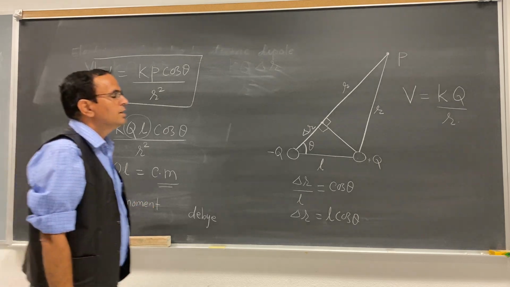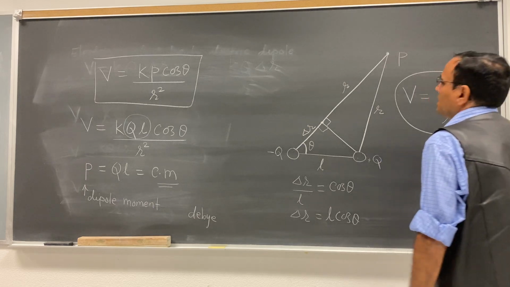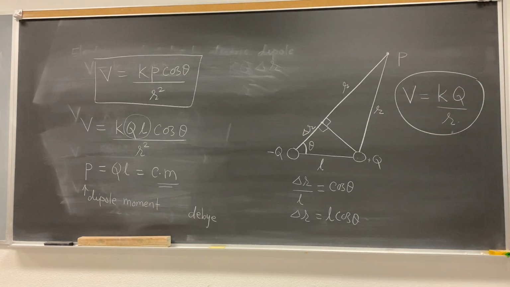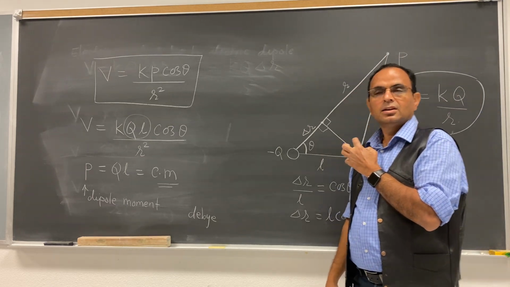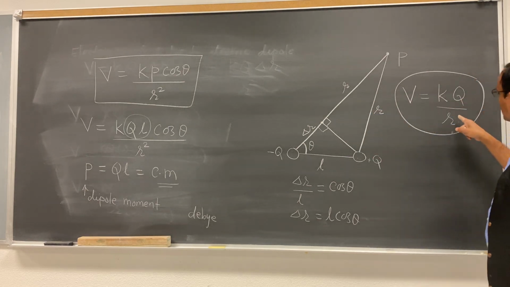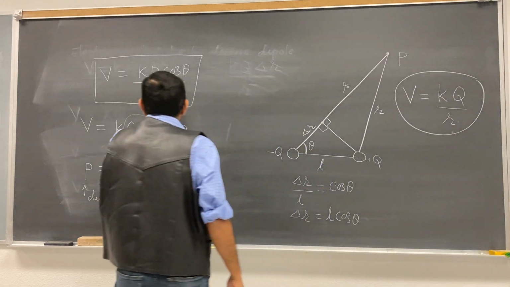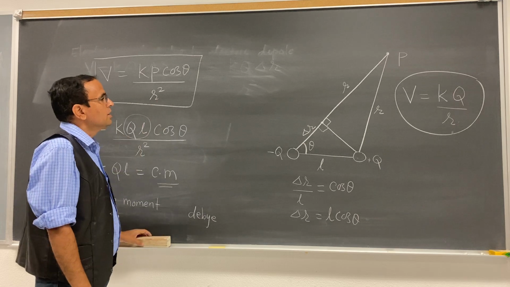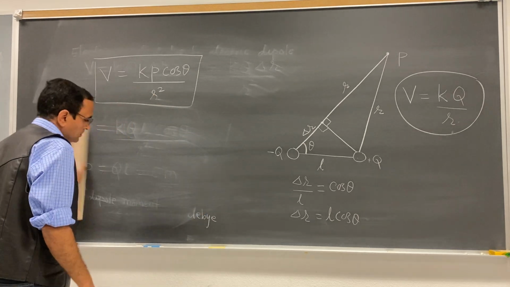What is the electric potential due to a point charge? It is KQ divided by R. So if you move away from the source charge, the potential decreases according to R. But in the case of an electric dipole, it also decreases, but according to R squared. That's the difference. So this is the potential due to an electric dipole.